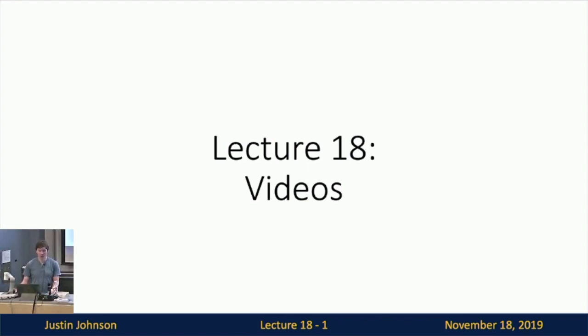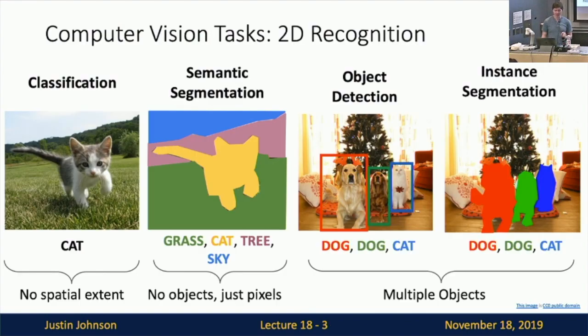So welcome back to lecture 18, and today we're going to talk about videos. Last time, for the majority of the class, we have been talking about this task of 2D image recognition. For example, we spent a long time diving into a lot of details about different ways to build image classification systems with deep learning.